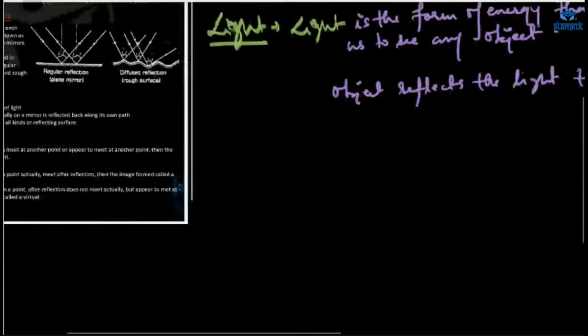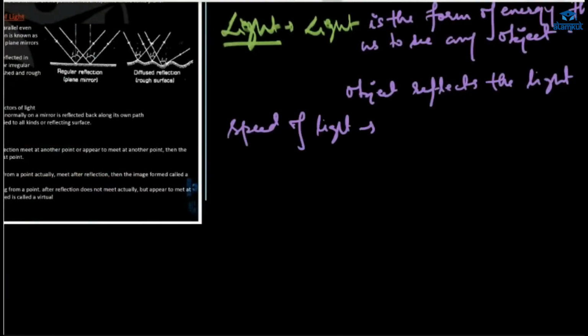And the speed of light. What is the speed of light? Light has the maximum speed. The speed of light is 3 into 10 power 8 meters per second.